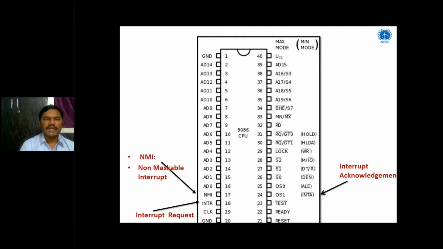So this is the pin diagram of 8086. In this pin diagram, we have three pins related to interrupts: pin numbers 17, 18, and 24. Pin number 17 is non-maskable interrupt. Pin number 18 is interrupt request. Pin number 24 is interrupt acknowledgement. RQ/GT are also related to practical, application-oriented interrupts only, so that we will see in the future slides.